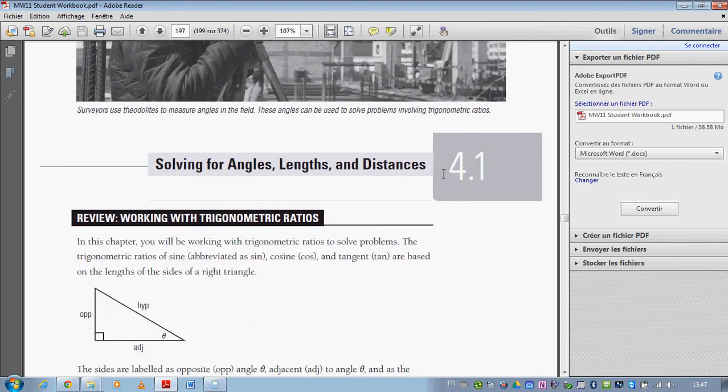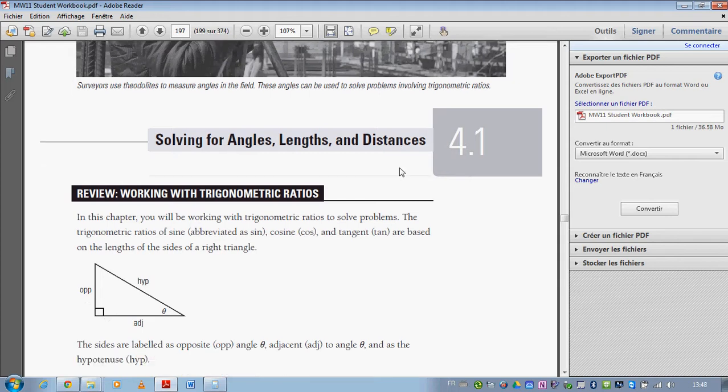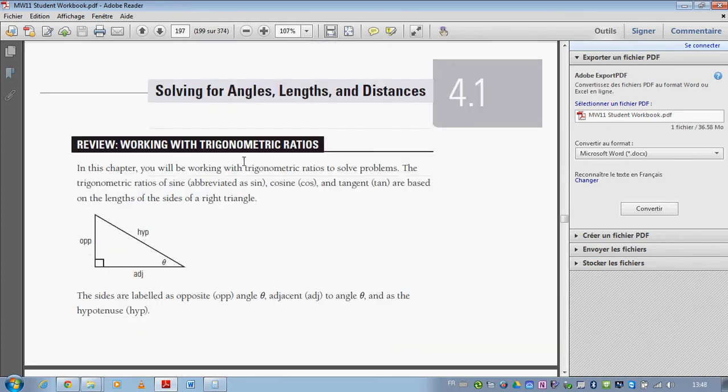Today's screencast will cover all of Chapter 4, which talks about trigonometry of right triangles. So 4.1 here deals with solving for angles, lengths, and distances. In this chapter we're going to be working with trigonometric ratios to solve problems. These trigonometric ratios are sine, abbreviated as sin, cosine, abbreviated as cos, and tangent, abbreviated as tan. And these are based on the lengths of the sides of a right angle triangle.